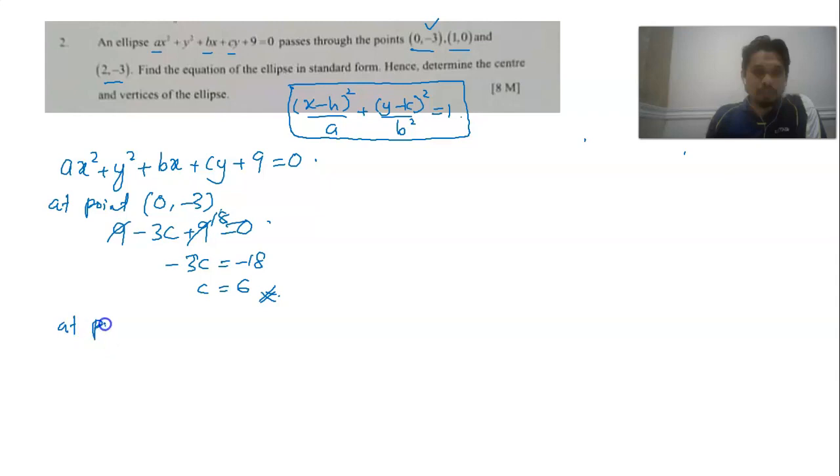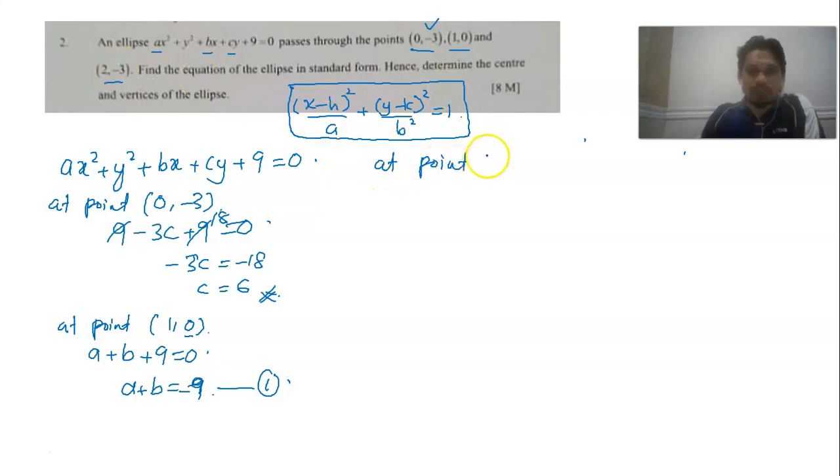Now the point 1, 0. At the point 1 and 0, y equals 0 and x equals 1. 1 squared equals 1 times a, which is a. y equals 0, 0 squared is 0. b times 1 equals b. c times y equals 0. Plus 9 equals 0. So a plus b equals negative 9. This is equation 1.